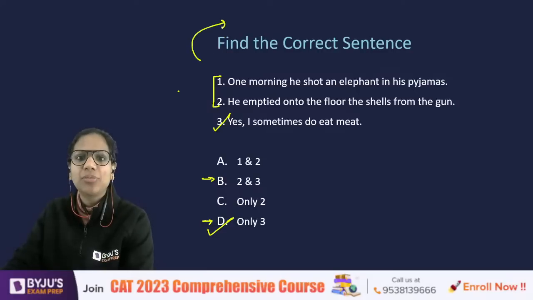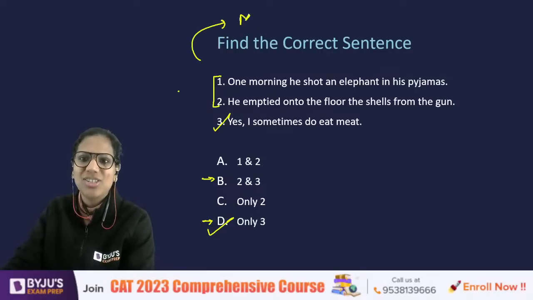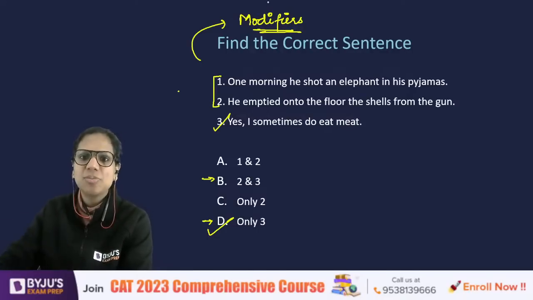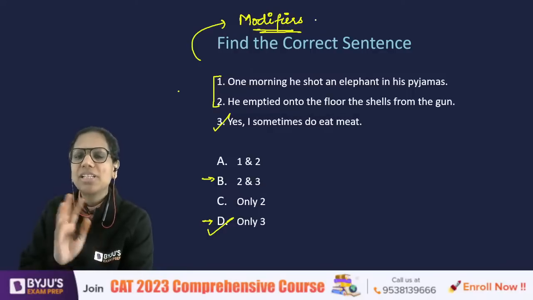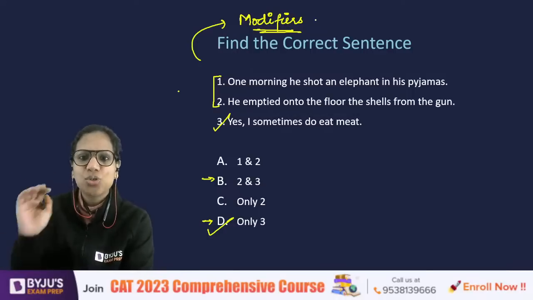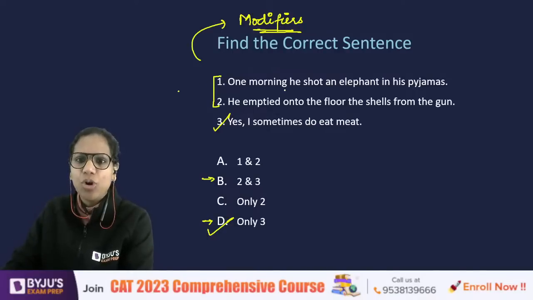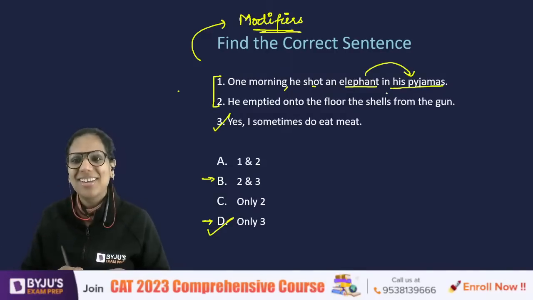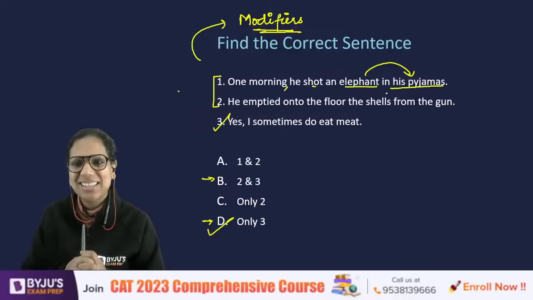So, the concept that I'm trying to teach you through this question is of modifiers. I realize that in our previous sessions, we've talked about parts of speech errors, but we have not discussed modifiers and parallelism to that extent. So let's look at this. One morning, he shot an elephant in his pajamas. What impression does this sentence give you? Just visualize this. This is actually a popular joke. How did the elephant reach his pajamas?